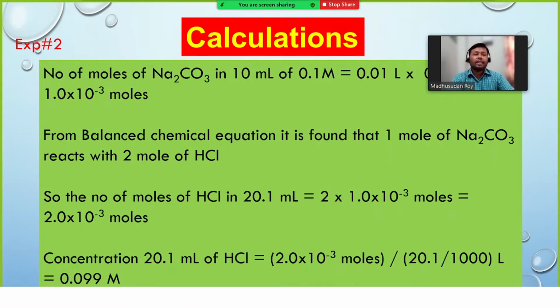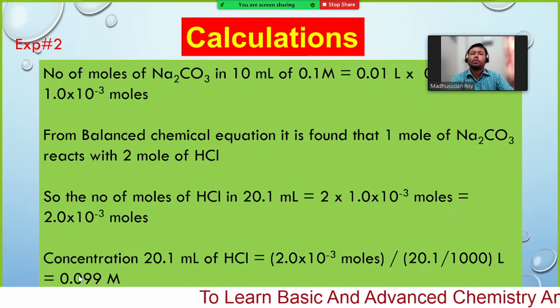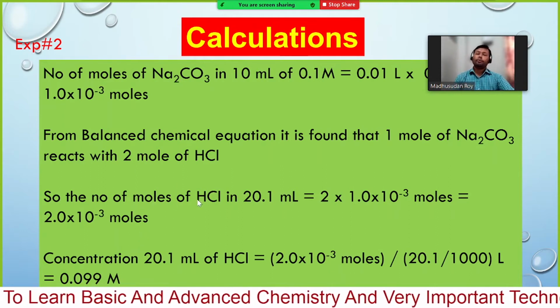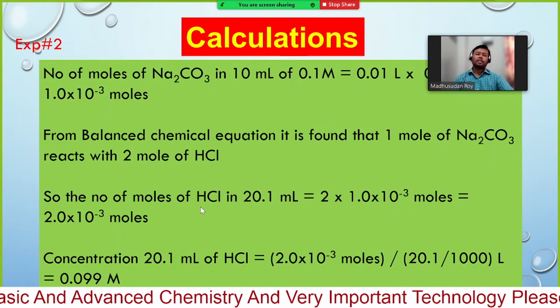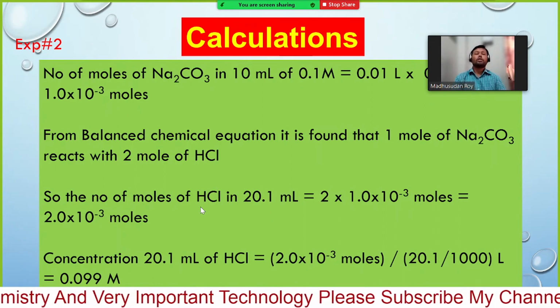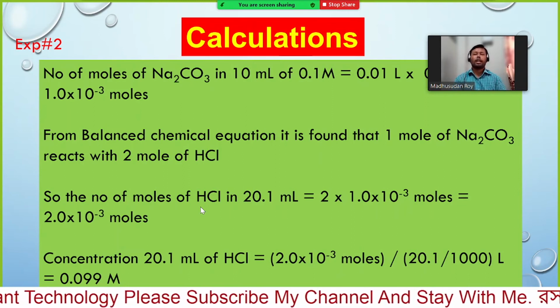So what should be the accurate value? Initially we targeted to prepare a 0.1 molar hydrochloric acid solution. Here we are considering approximately 0.1 molar, or 0.099. This is very close to 0.1 molar. So that is our calculation, and this is the first experiment. Then we have estimated the concentration of hydrochloric acid using a standard sodium carbonate solution.